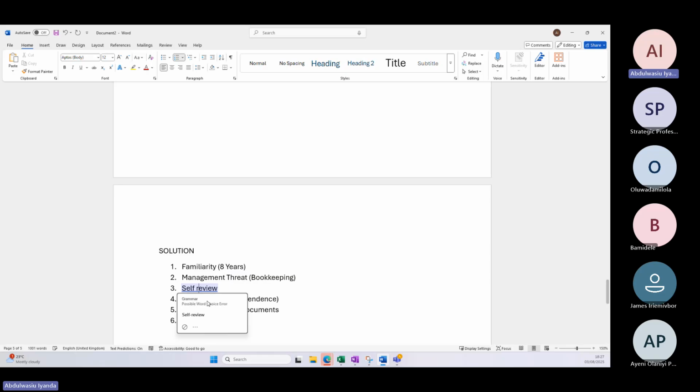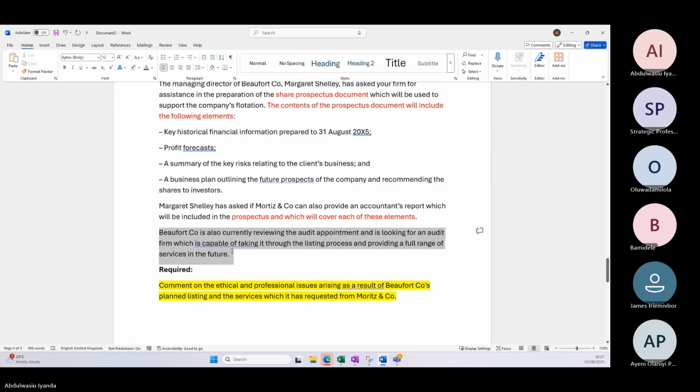At least we are just trying to break it down, self-review. If you look at this, they say the company is currently reviewing the audit appointment and is looking for an audit firm which is capable of taking it through the listing process and providing a full range of service in the future. As a result of that, what do you think the MD is trying to stress here? It's like the MD is saying, I'm looking for people that will provide a full range of service for me. I don't know if you guys also align with me, that's like intimidation.